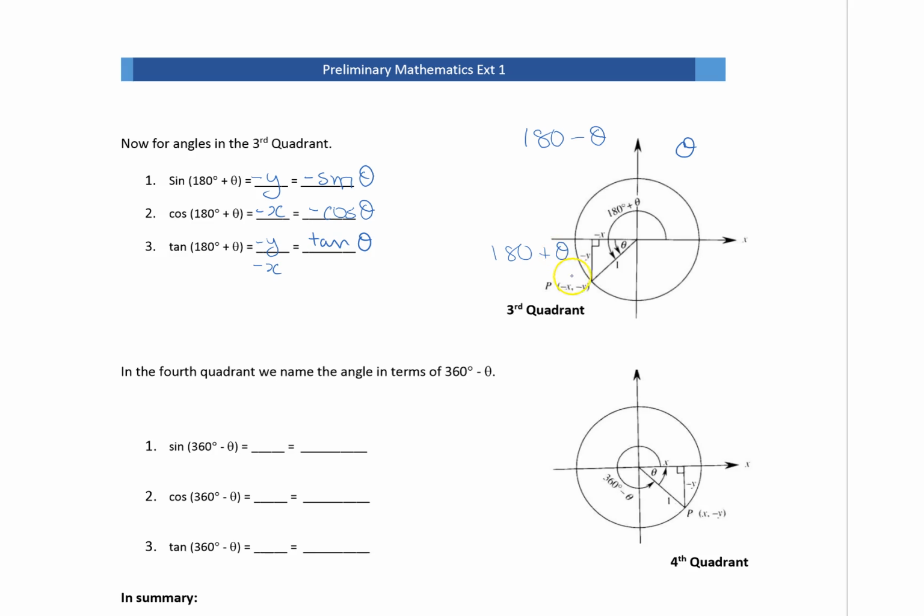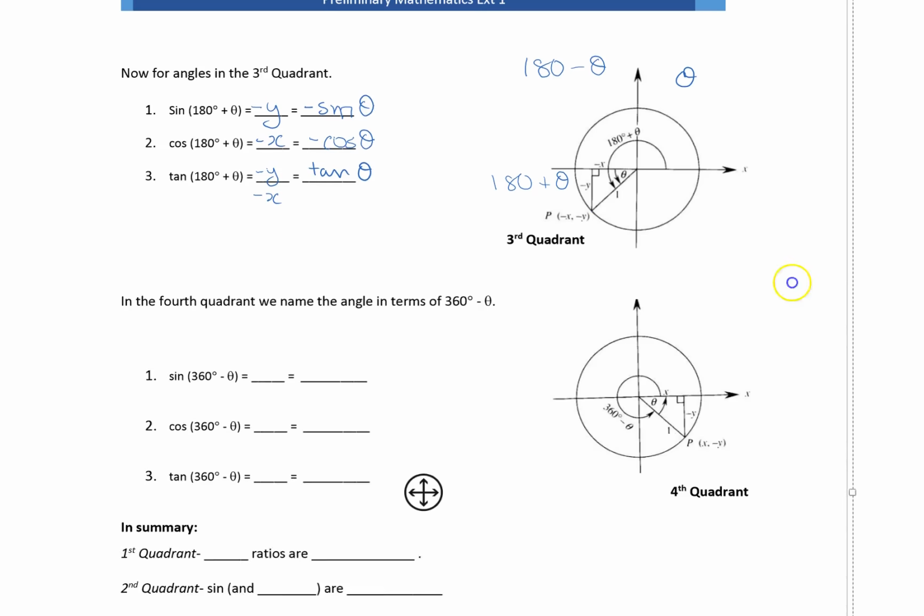So, around in this quadrant, we've got that the tan of 180 plus theta, for example, 180 plus 30, which is your 210. So the tan of 210 is exactly the same as the tan of 30. There's your connection. Likewise, the cos of 210 is minus the cos of 30, and the sine of 210 is minus the sine of 30.